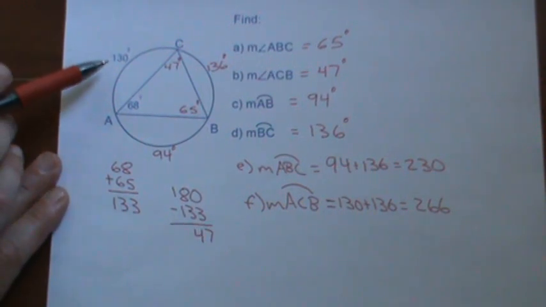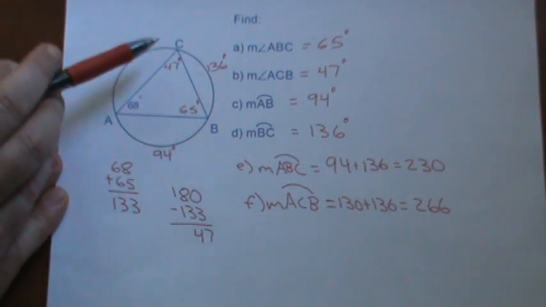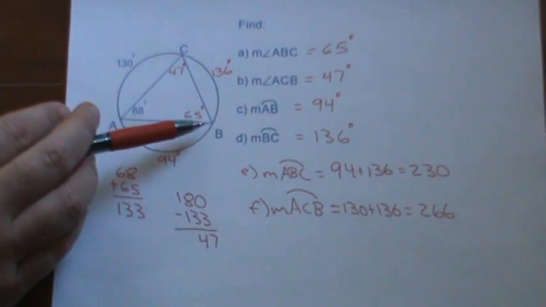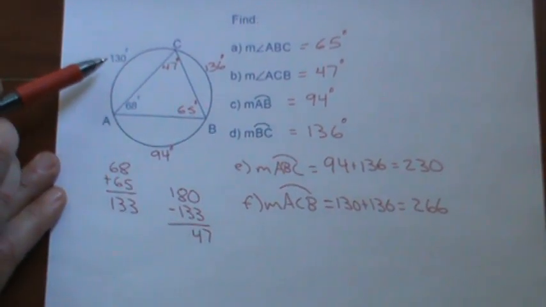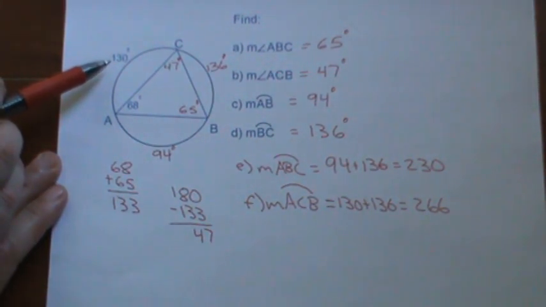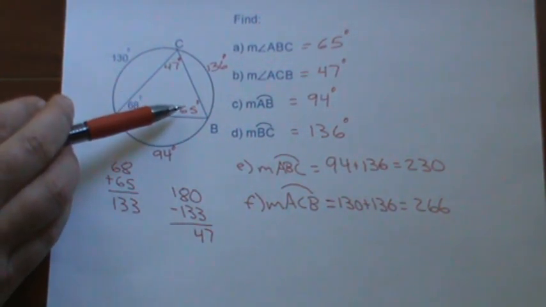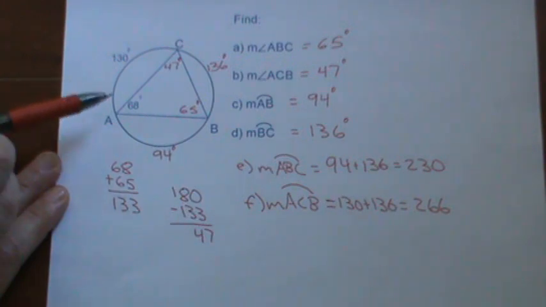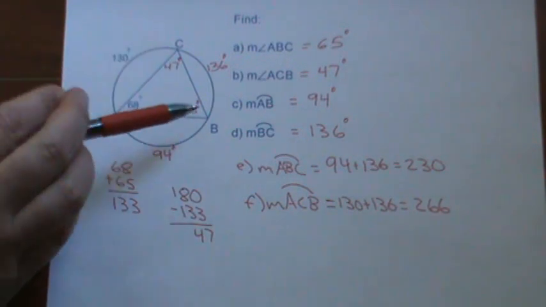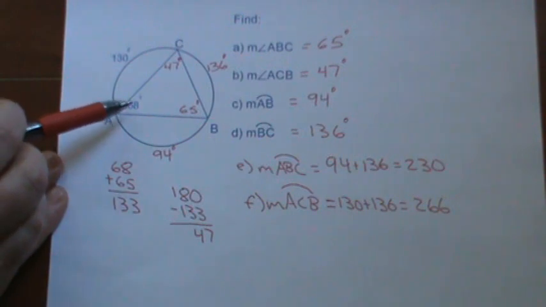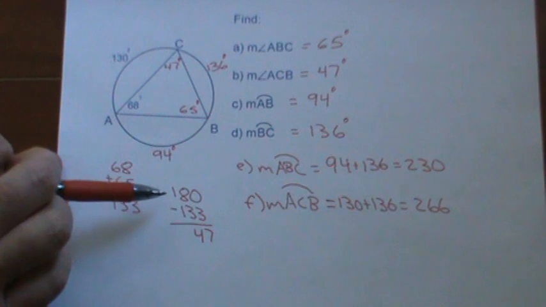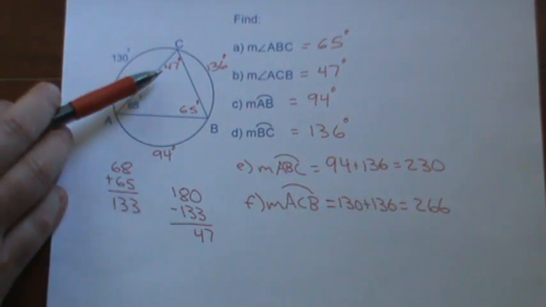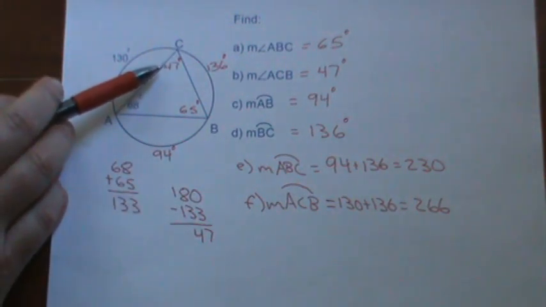So one thing that we might do is we might say to ourselves, I'm going to find the measure of angle B. Angle B is an inscribed angle because its vertex is on the circle, and its measure is half the measure of the intercepted arc. So if I take 130 divided by 2, I get 65 degrees. Now a triangle has 180 degrees. So if I add 68 and 65, that gives me 133 degrees. If I take 180 and subtract 133, that leaves 47 degrees for the measure of angle C.